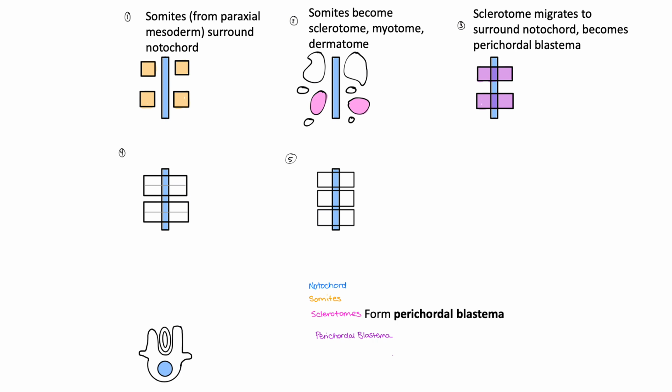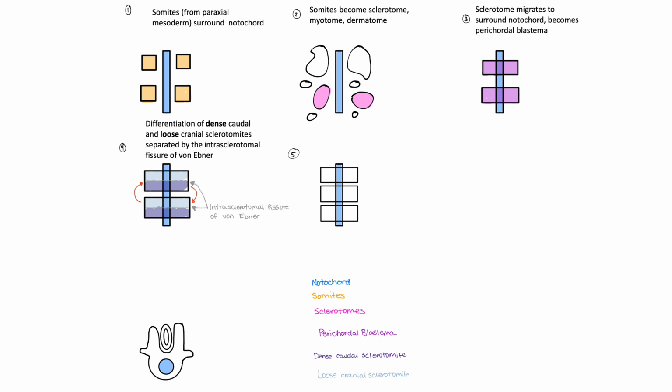So then we move on to step 3. In step 3, that sclerotome, which was in that pink color, remember, which was a derivative of the somite, it migrates to surround the notochord. The notochord's in blue, and that becomes a new structure called the perichordal blastema. So the perichordal blastema is in that purple color. Moving on, I had to make the writing a little bit smaller. Hopefully you can still see it okay. So we still have steps 1, 2, 3. We already got to there. We've got this purple perichordal blastema.